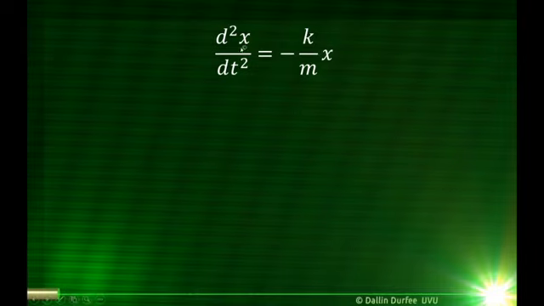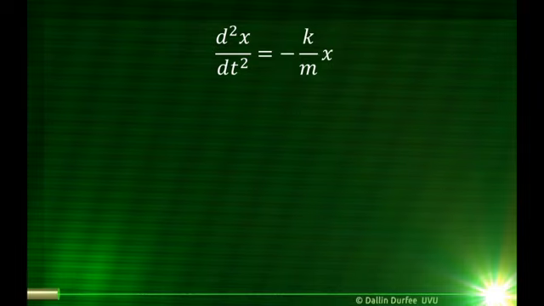So if I look at this equation, what it's telling me is that if I take two derivatives of x with respect to time, I'm going to get x back times a constant. What functions can I take two derivatives of and get the same thing back times a constant? Well, one function that does that is sine. If I take the derivative of sine, I get cosine. If I take the derivative of cosine, I get negative sine. So I get sine back times a constant.